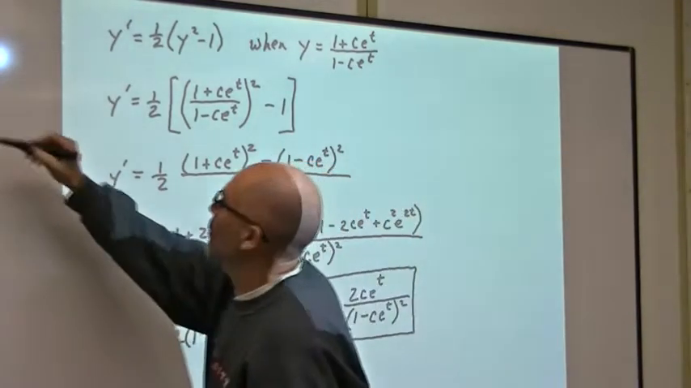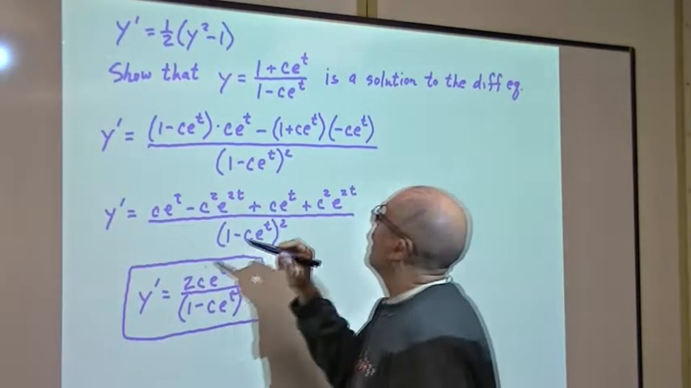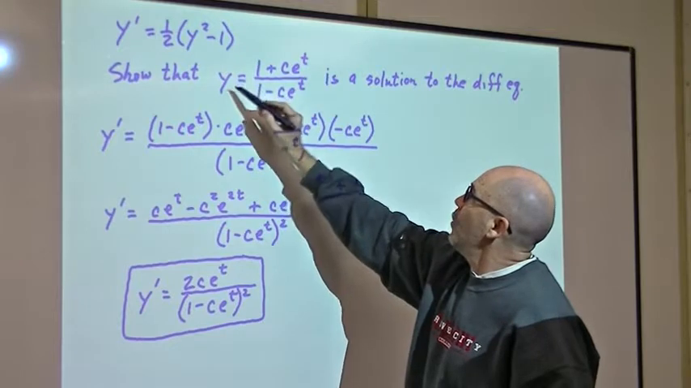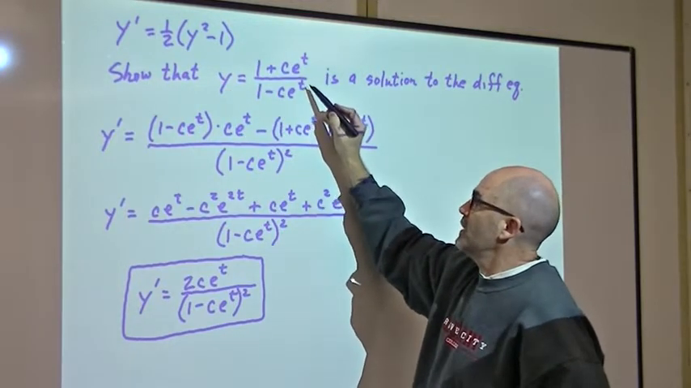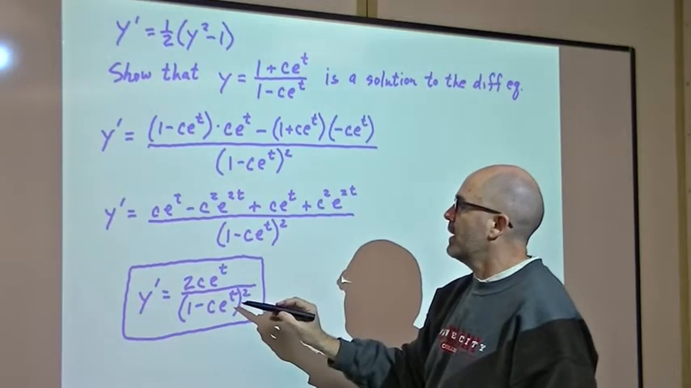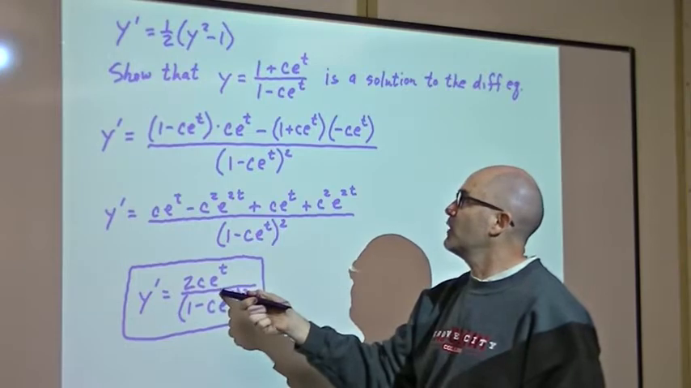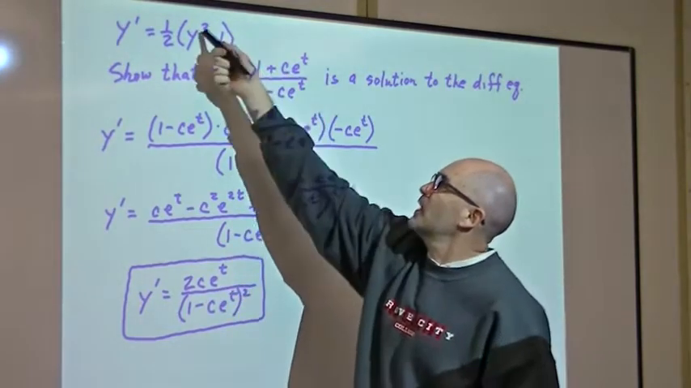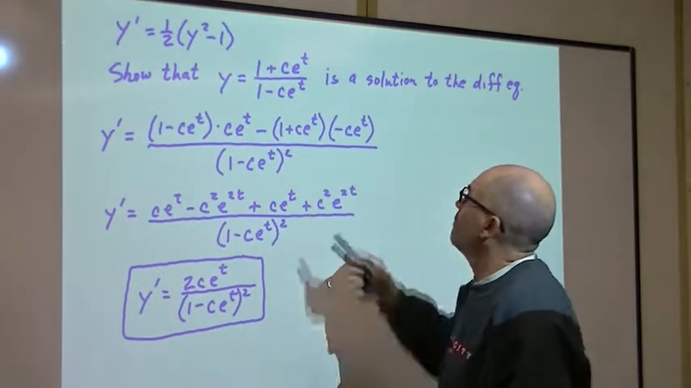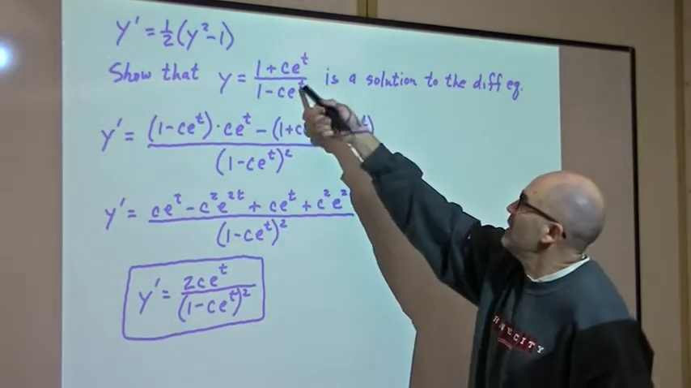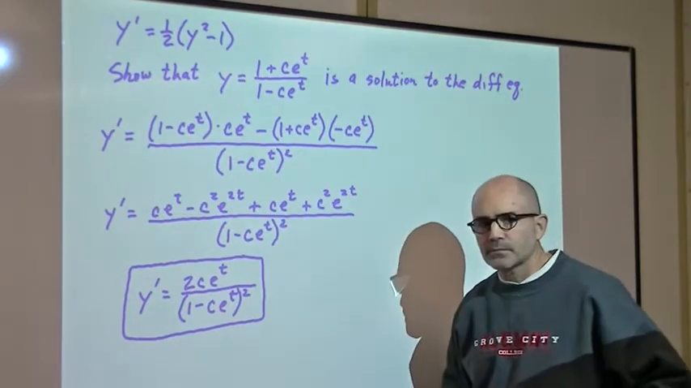Then we also took y equals this value and we took the derivative of it, so we got y prime. So we basically showed that y prime equals this value whether you plug the solution in here or take the derivative of that. So we've basically shown that this is a solution to the differential equation.